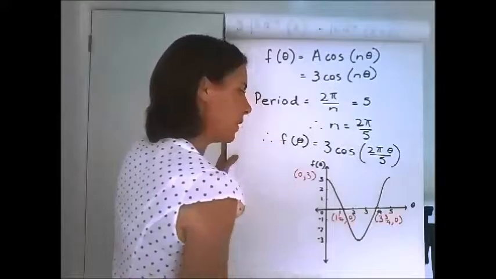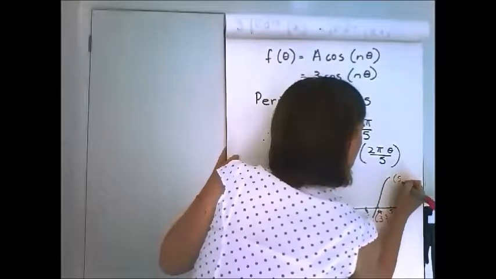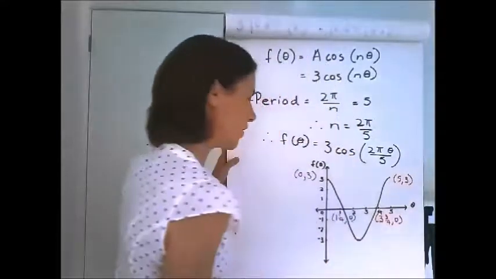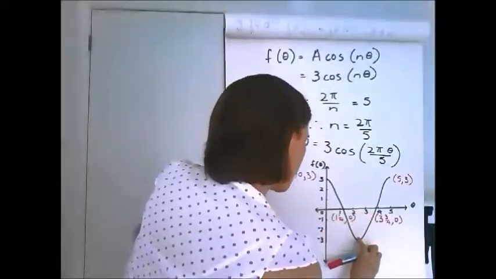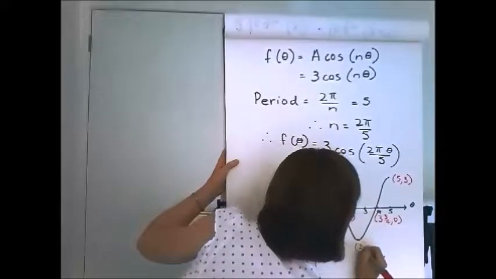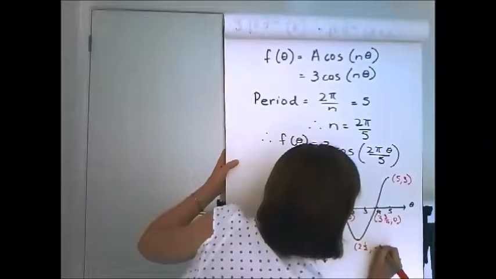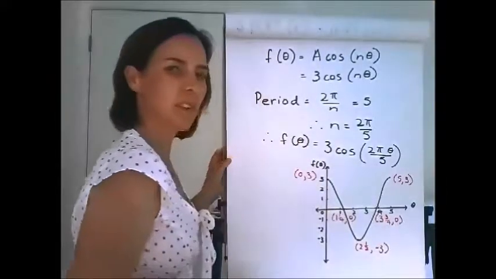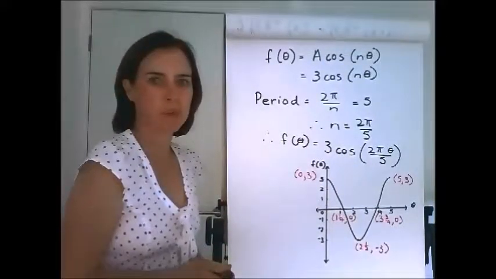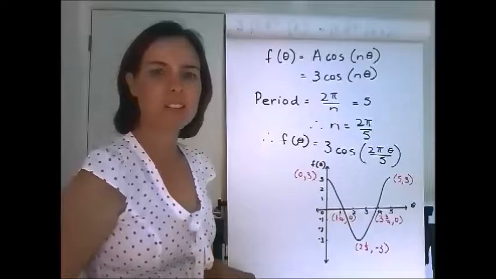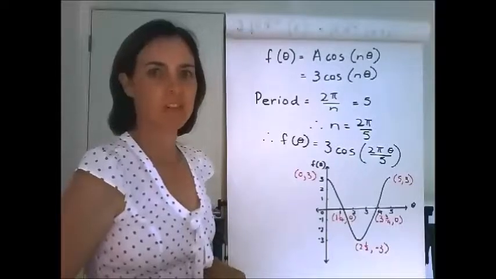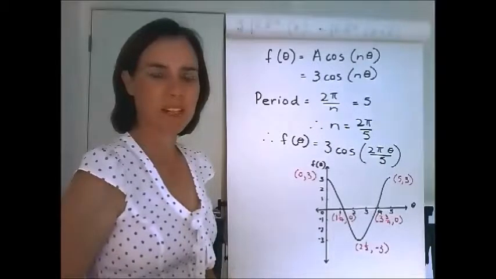I'll label the end point, (5, 3), and (2.5, -3). That's probably more than what you would be asked for in any given question, but it helps you understand the kinds of points that may need to be labelled.